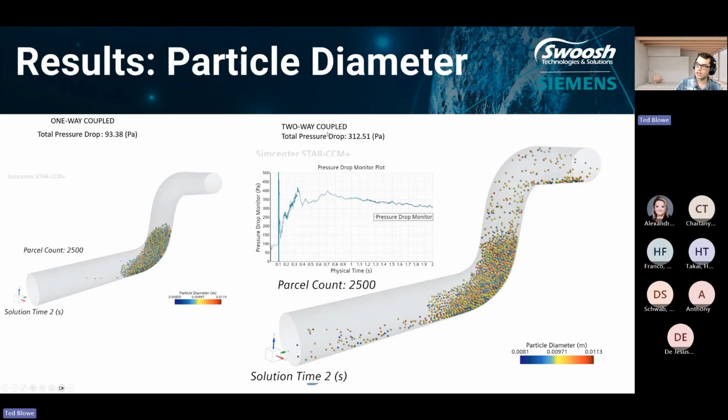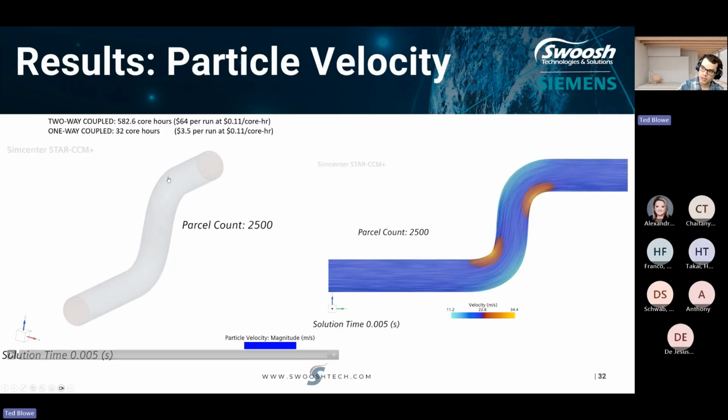So this just highlights the importance of identifying the physics in your problem that are most crucial for capturing the results that are important to your engineering study, and what is necessary to capture those. If we want to reduce the cost of this two-way coupling, we could look at a different particle type to coarsen, so we're not running 2,500 particles. And that's just one example.